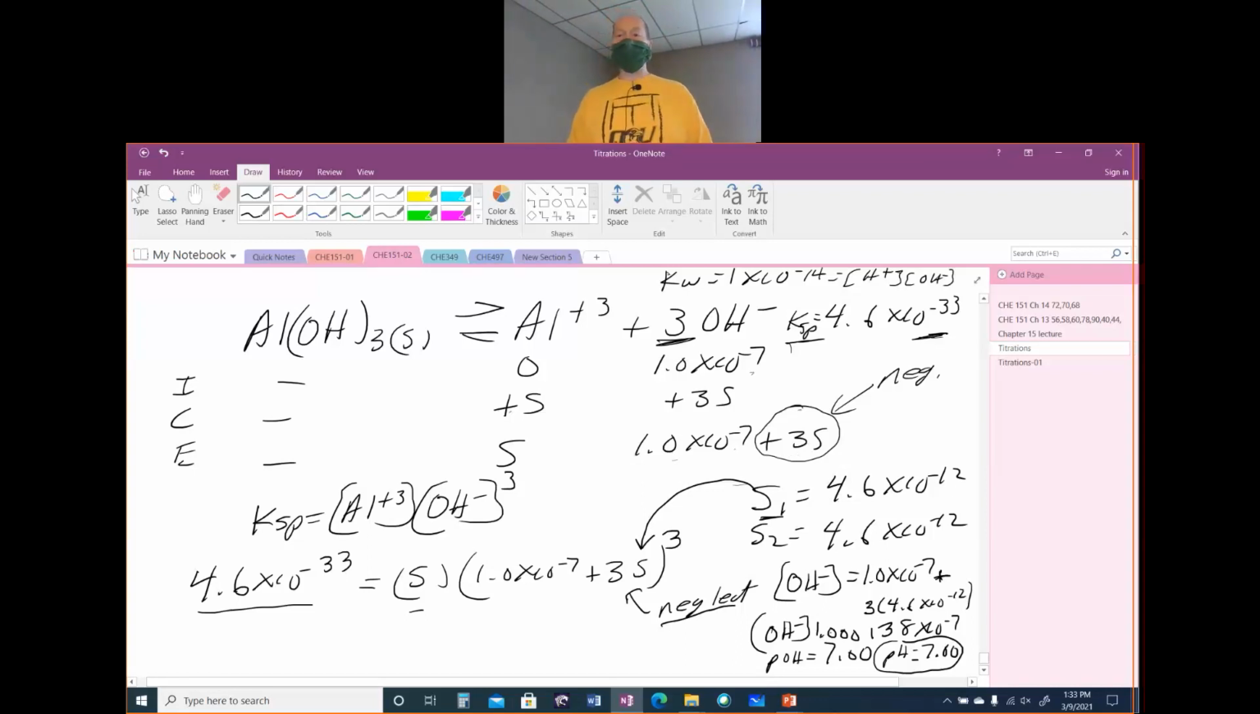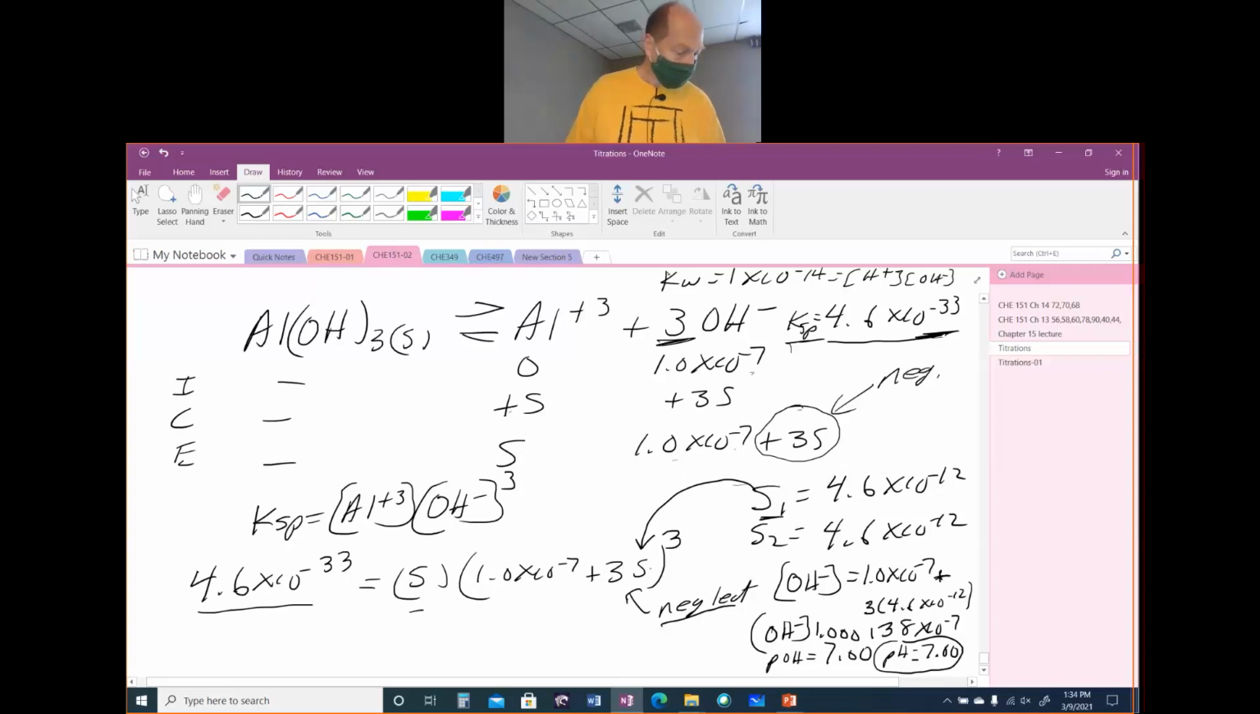And that is 1.000138 times 10 to the minus 7. So barely higher than 10 to the minus 7. And when you take the negative log of that, you get a POH of 7 and a pH of 7. All right, and so it did not change. This K value is so small that the hydroxide that came from the aluminum hydroxide is such a tiny amount that it did not change the pH. The pH is still 7.00.